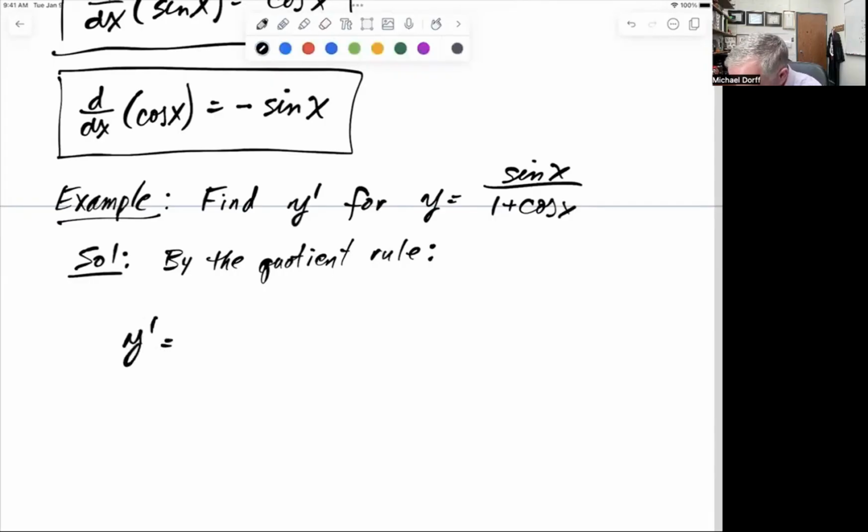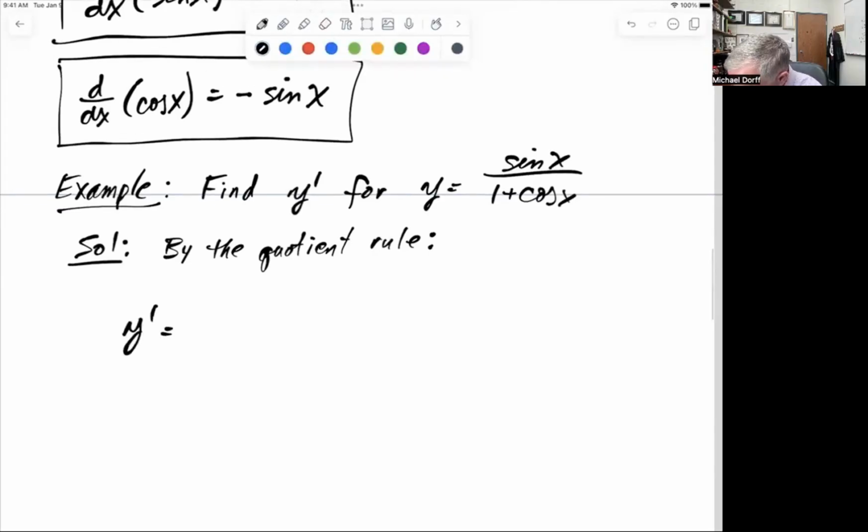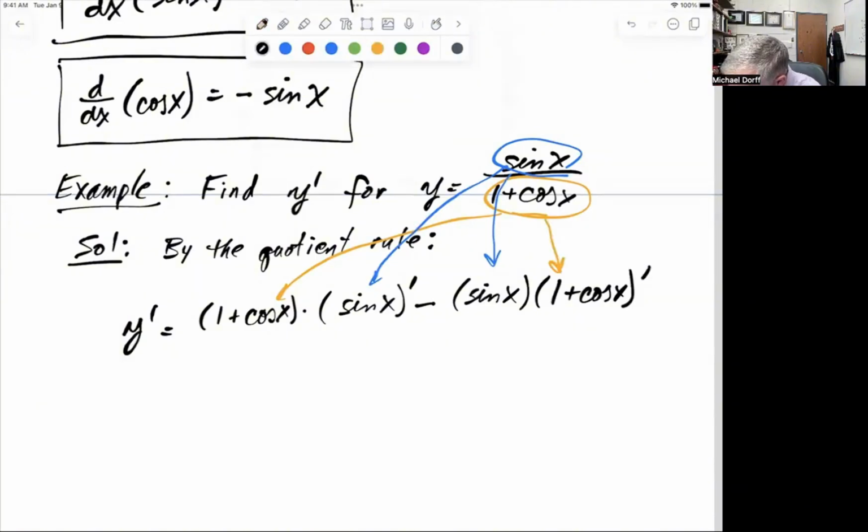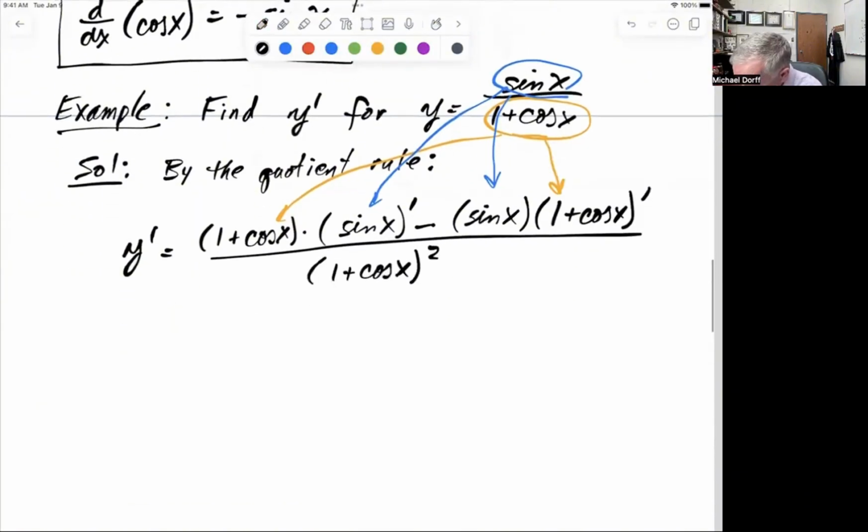So y prime is then going to equal, by the quotient rule, the denominator. All right, so I'm going to take the denominator, put it here, and then I have times the derivative of the numerator. So I put a derivative there. So there's my numerator, put it there. All right, minus the numerator, or the top, times the derivative of the bottom, or denominator. And then that's all over the denominator squared. All right, so there's the quotient rule.